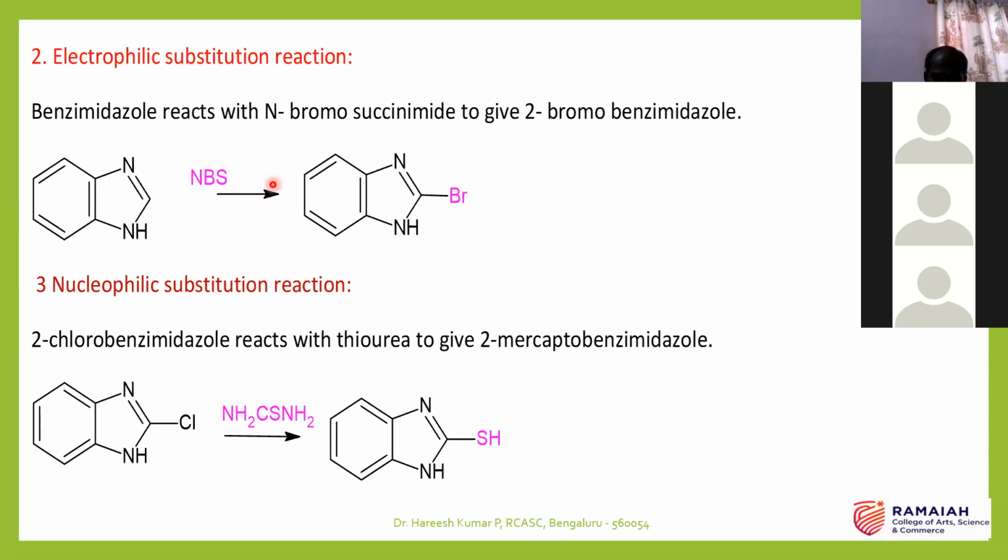You can also take any electrophilic substitution like nitration, sulfonation. But why am I not taking them? I think you are aware that this is a benzene ring. The benzene ring also tends to undergo electrophilic substitution reaction. So that is the reason I'm taking only NBS. This selectively attacks the second position. Then I will go for the nucleophilic substitution reaction. Suppose there is a leaving group present on the second position, so this can be replaced with the nucleophile.